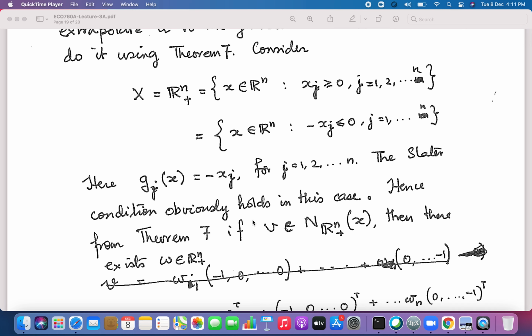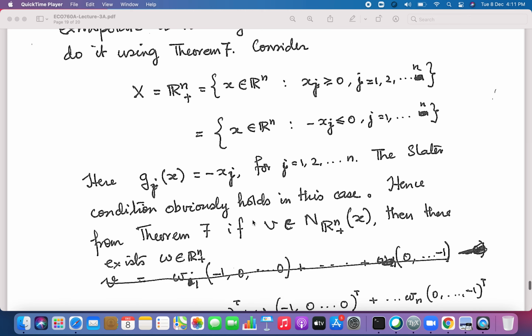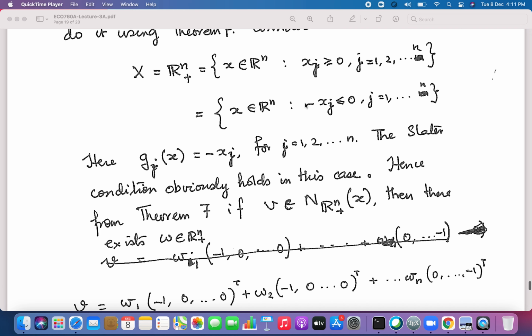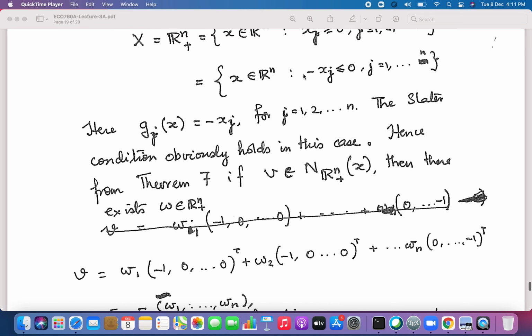Now once you understand this, you want to apply theorem 7 and see what happens. Then you easily know that a Slater condition holds, because obviously you can find an x for which all the x_j's are strictly greater than 0. It is very simple, just take 1, 1, 1, 1, 1, that's it. All the x_j's are 1.